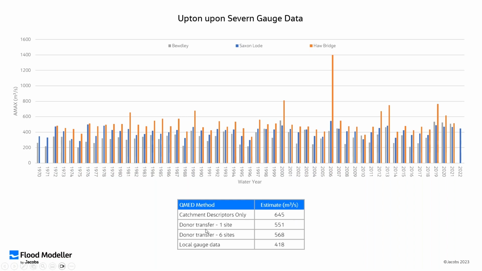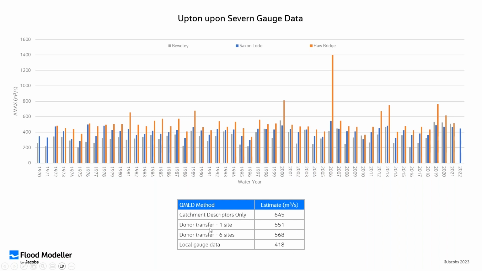If I start to bring in local data, so I take a donor transfer approach and start bringing in local data, that drops by 100 cumecs. So I've reduced my peak flow estimate by 100 cumecs, down to about 550. And if I use that local data at Saxon Load, if I've got sufficient confidence and trust in it, it drops the peak flow estimate even further down to 400 cumecs. So this is my 1 in 2 year flood estimate, and you can see the range you've got here.